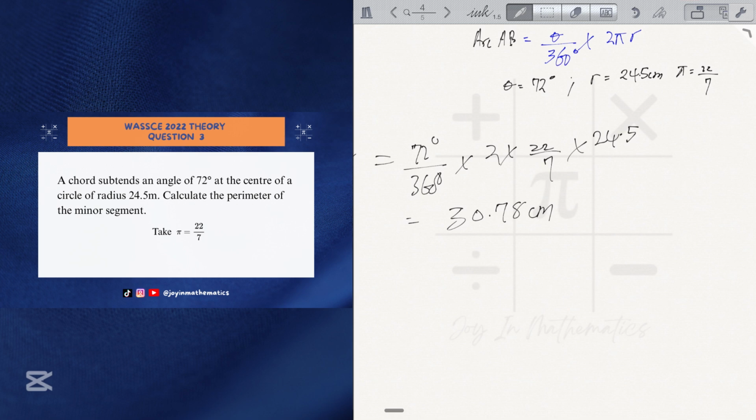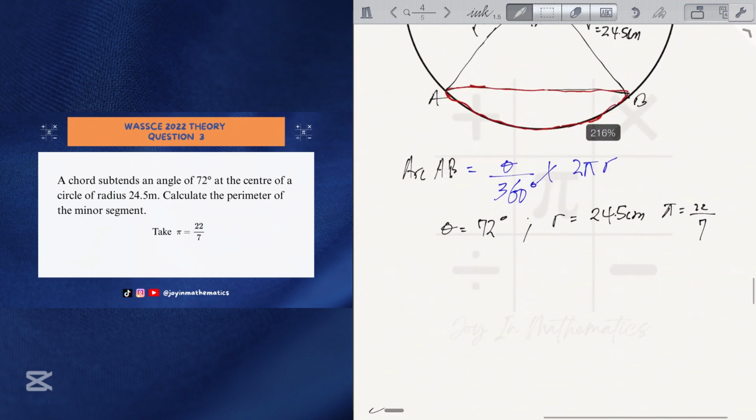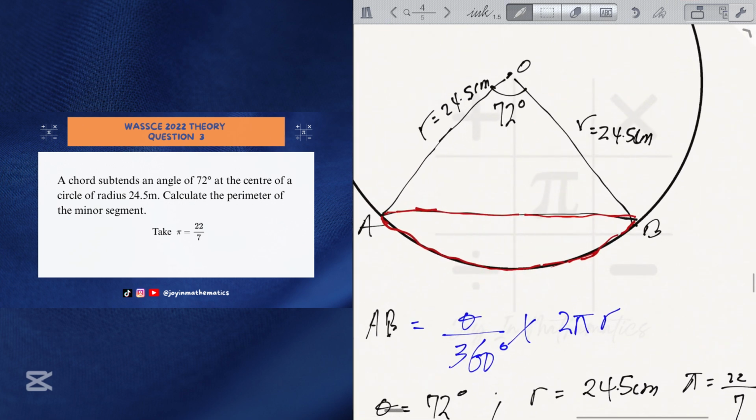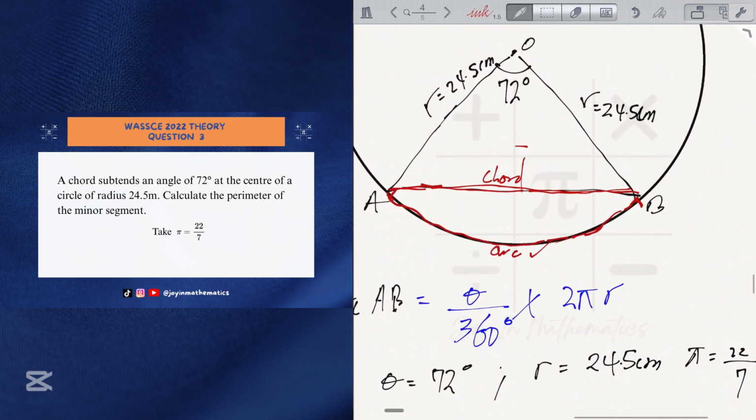Now moving on, we have found the length of this arc. Let's come back to this question now. We have found the length of the arc, from here to here. The next thing is to find the length of this chord. So this is the chord and this is the arc. We have found the arc, and let's focus on the chord. Now to get this chord, we have to do something interesting.